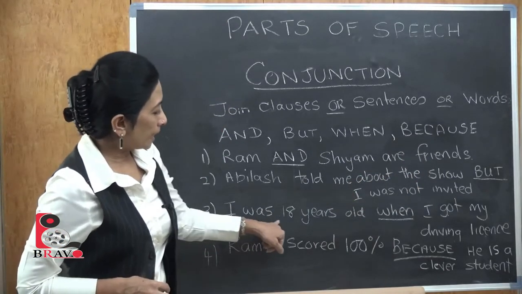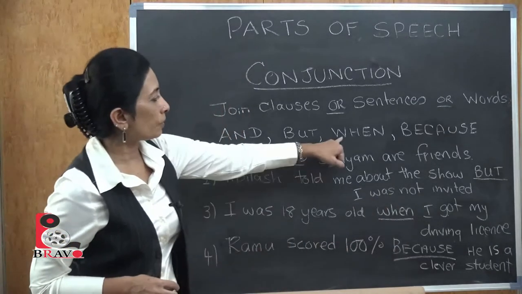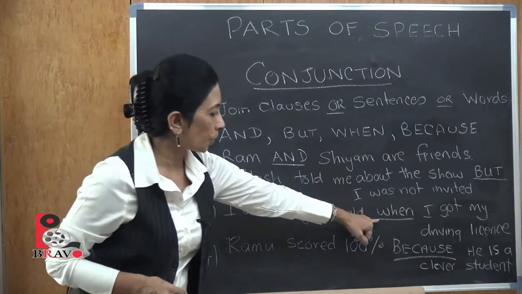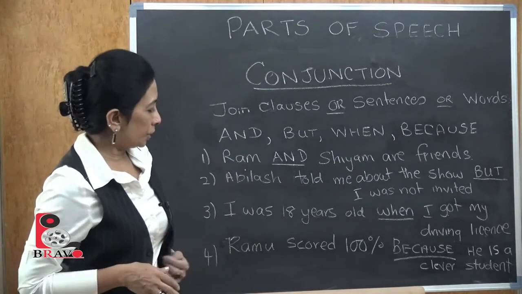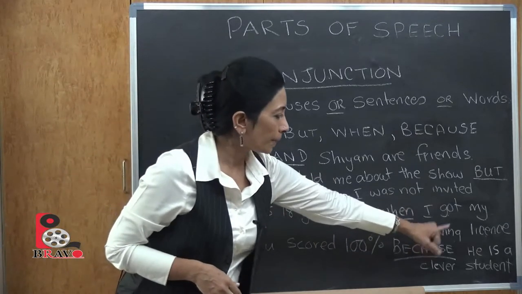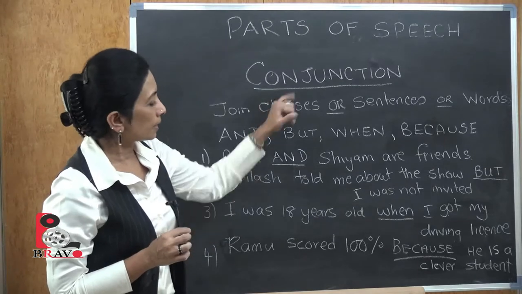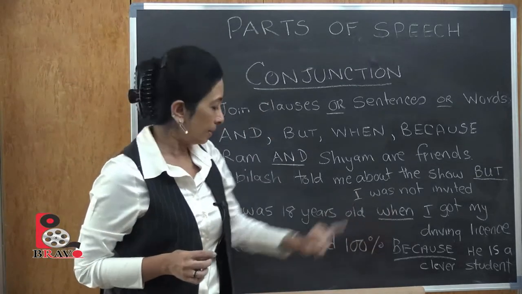Third one, I was 18 years old when I got my driving license. So we are using one of the words, which is when, here. If you break it into two, I was 18 years old. I got my driving license. When you combine the two sentences together, the conjunction word is when.